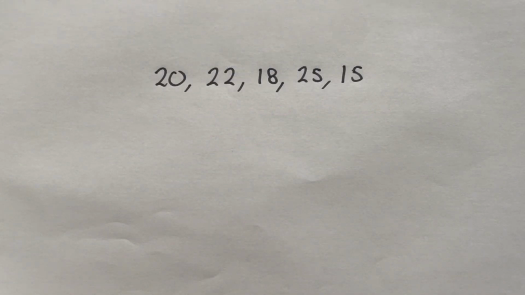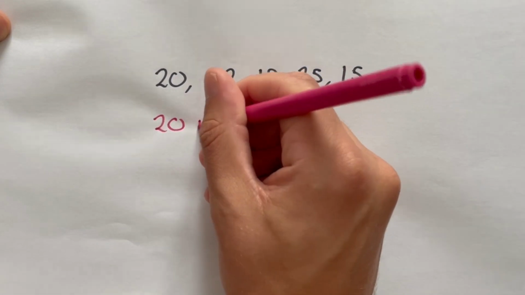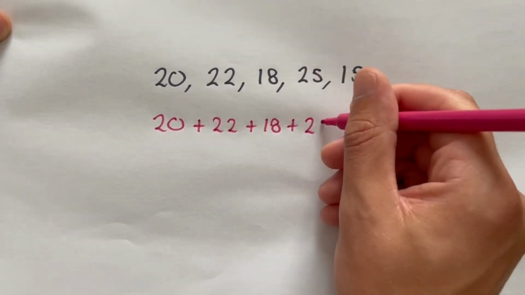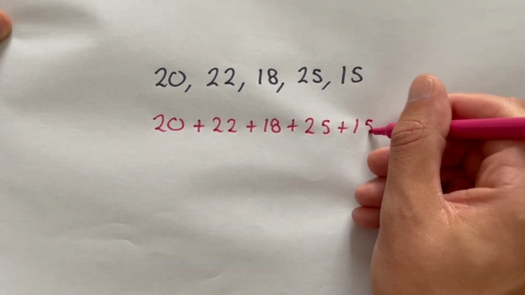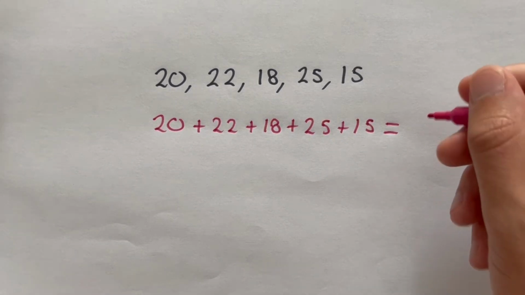One last set of data that we're going to find the mean of is this one here. Again, we start by adding all of these numbers together. 20, add 22, add 18, add 25, add 15. And when we add all of those numbers together, that gives us an answer of 100.